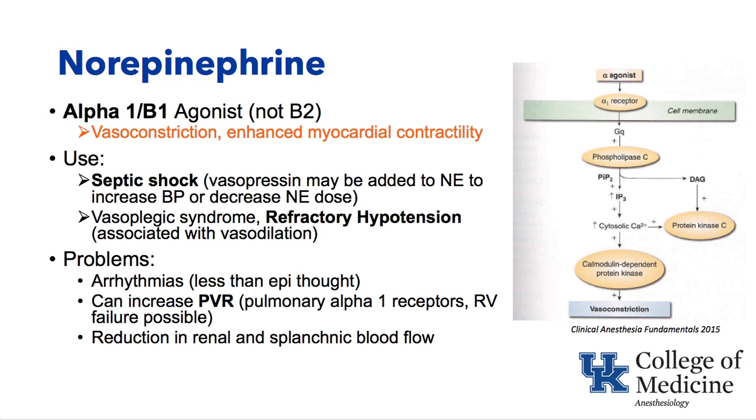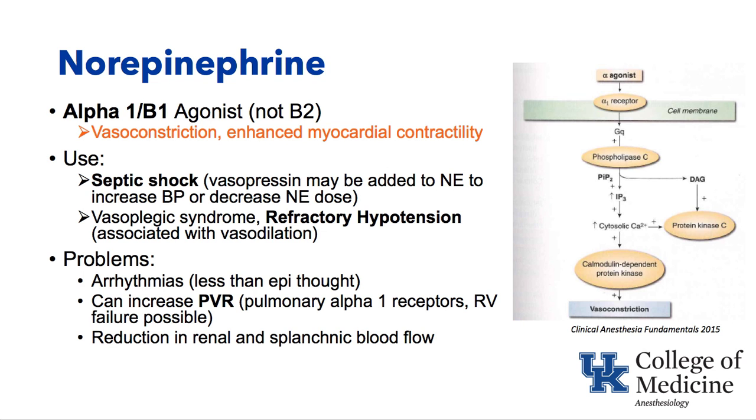If we look at the graphic on the far right, you can see that alpha agonists bind to alpha-1 receptors, causing increase in cytosolic calcium and vasoconstriction. So in the patient who has septic shock, vasopressin is often added to norepinephrine. If norepinephrine is already infusing, vasopressin may be added to it, and those together often can increase the blood pressure, or the vasopressin added to the norepinephrine can result in utilization of a decreased dose of norepinephrine. But norepinephrine during septic shock is used for its alpha-1 effect and vasoconstriction.